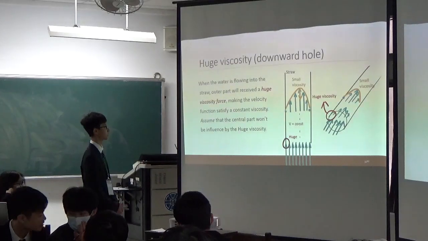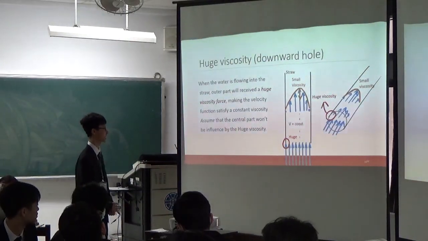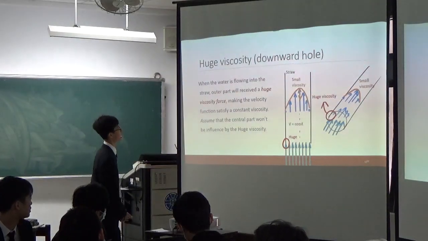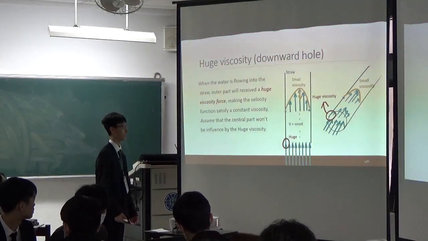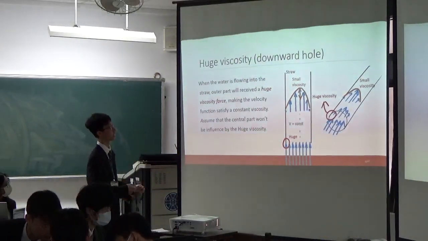When the water is flowing into the straw, our part will receive a huge viscosity force, making the velocity satisfy a constant viscosity. Assume that the central part won't be influenced by the huge viscosity, but the water flows into the downward hole.